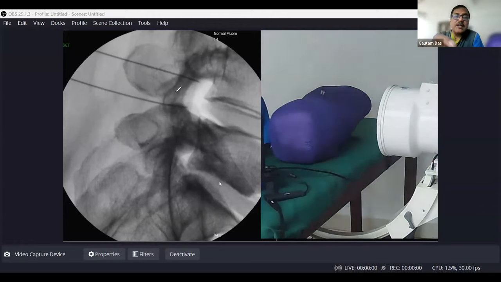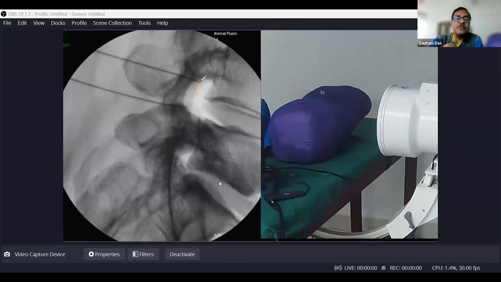So as I was telling earlier, this was the upper boundary of the neural foramen. This is the lower boundary. The nerve root is occupied here. So if you advance a little more, you are going to injure the nerve root. You are going to touch the nerve root. The patient will have lancinating pain if you touch the nerve root. So your needle should just be peeping at the posterior margin of the foramen, as posterior and as superior as possible.